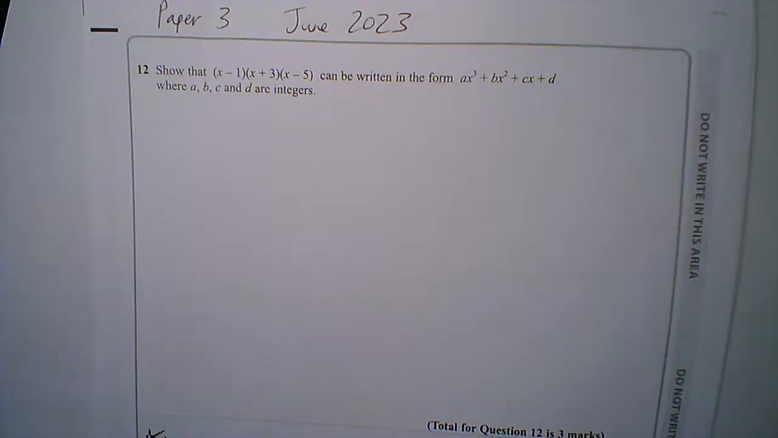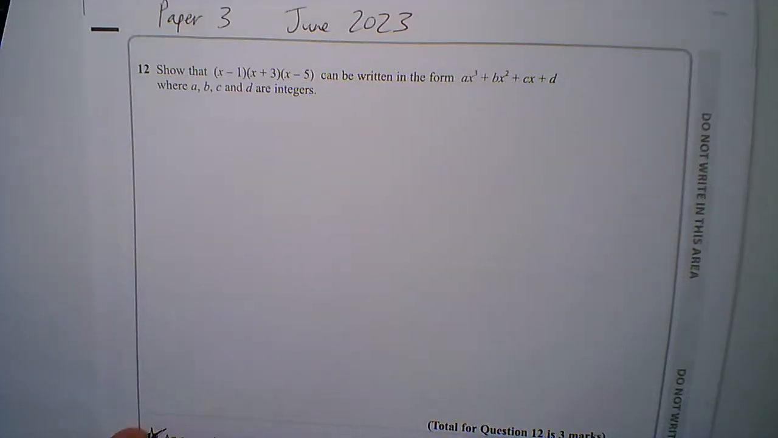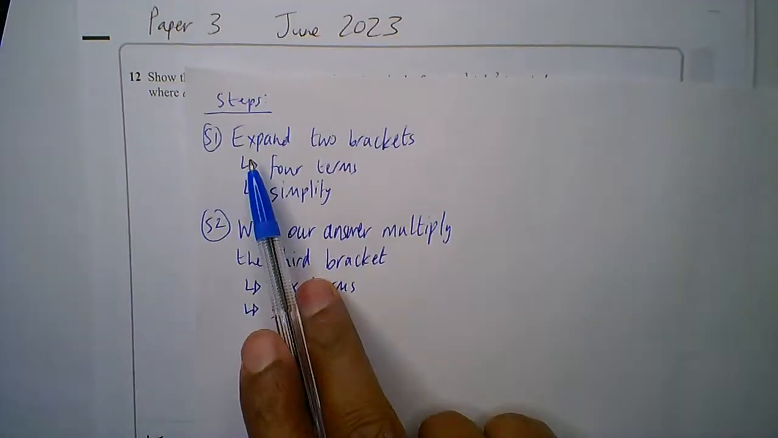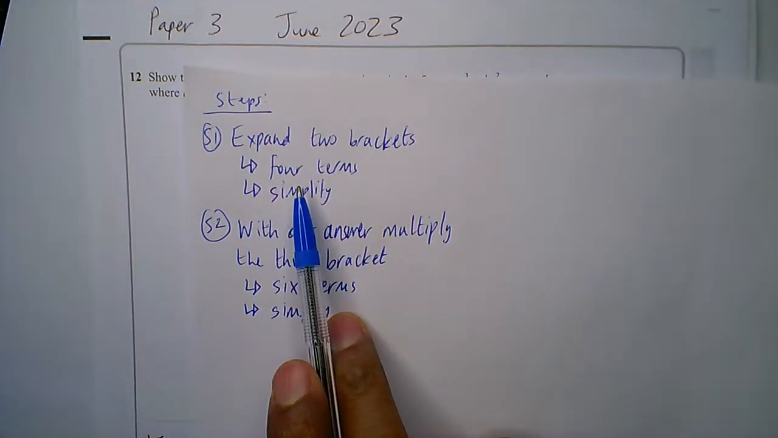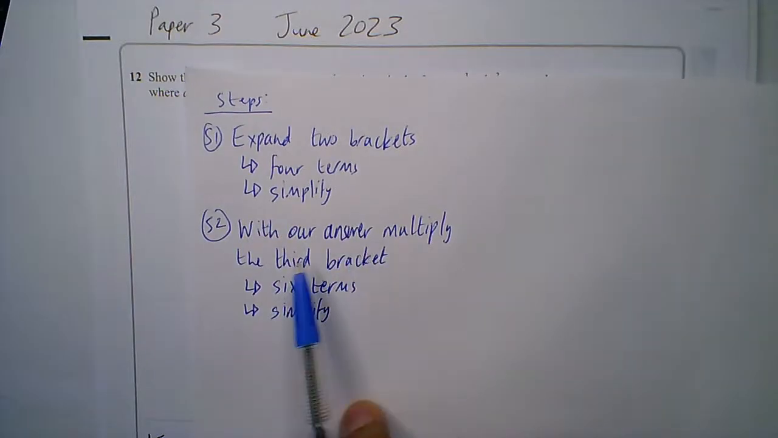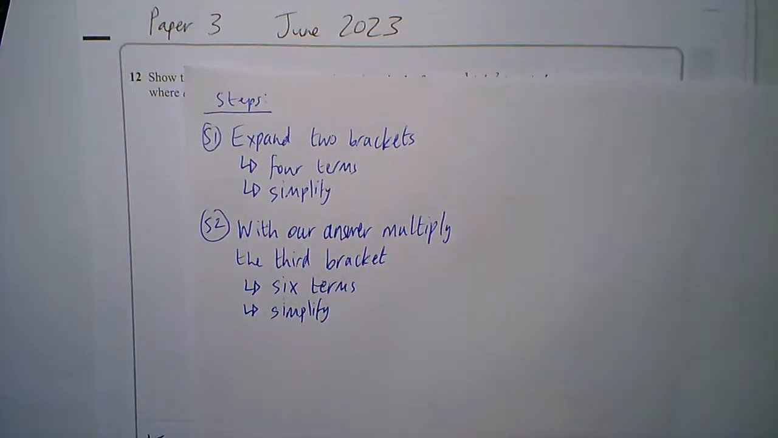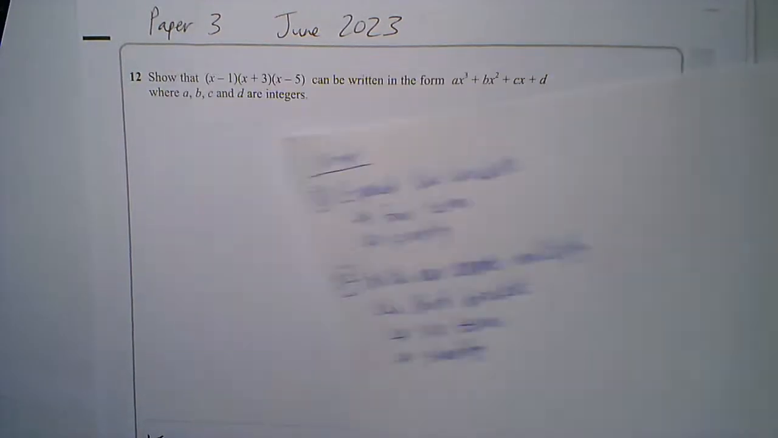Oh, got a little interruption there, so let's go through this answer when you're ready. So similar to before, like we do. Step 1, expand 2 brackets, get 4 terms, simplify. Step 2, with our answer, multiply with the third bracket, we get 6 terms and we simplify.